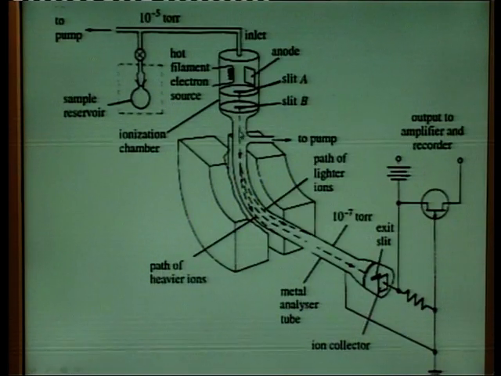slits, and then they enter the field free drift tube, and this is under the magnetic field, and due to this magnetic field it takes a curved path, and ultimately it goes to the ion collector here, which gives the ion current, and this current is then amplified and given to a recorder. And this is the metal analyzer tube, and this whole assembly is put under a very small pressure, that is 10 to the power minus 5 torr.